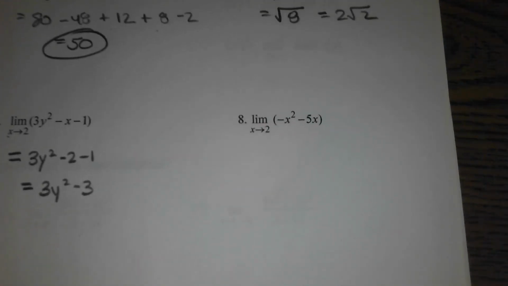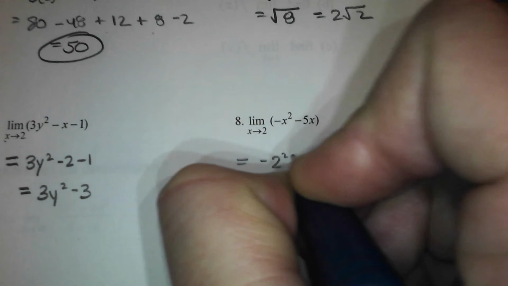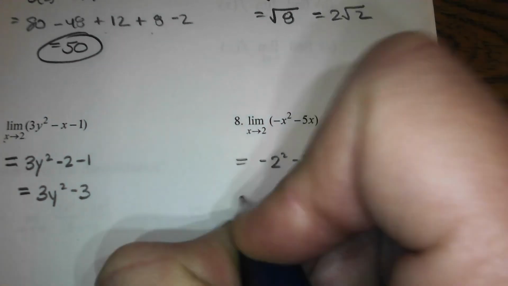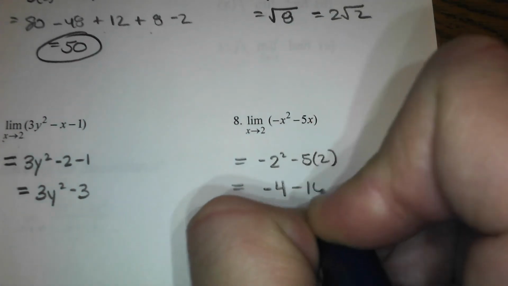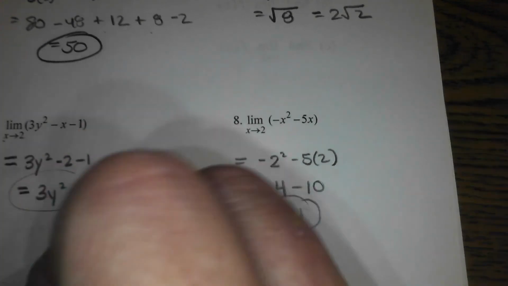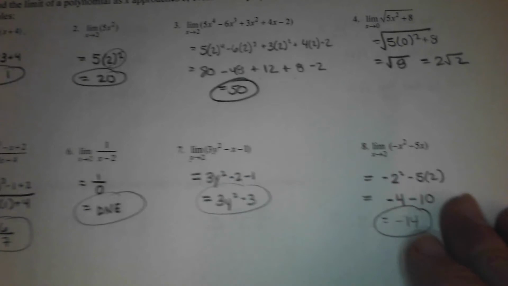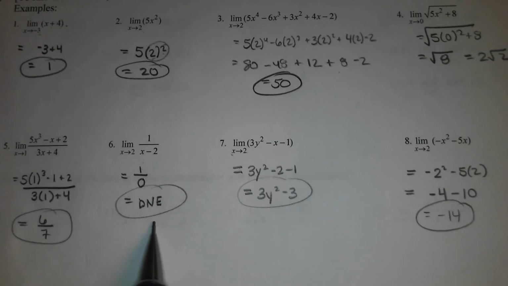In 8, if I'm approaching 2, negative 2 squared minus 5 times 2 is going to be negative 4 minus 10, negative 14. So pretty much the only twist we came to here was number 6.